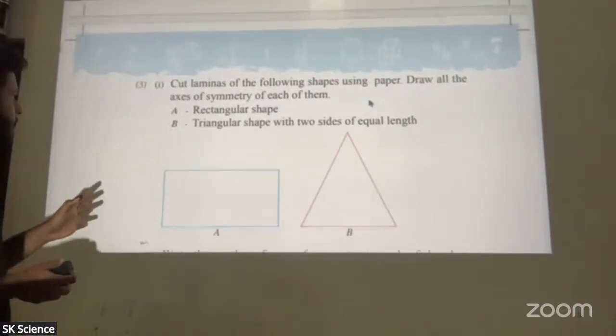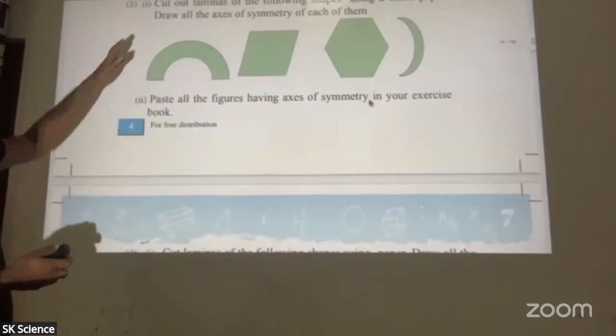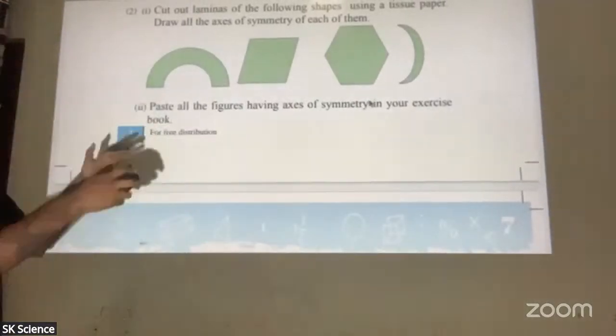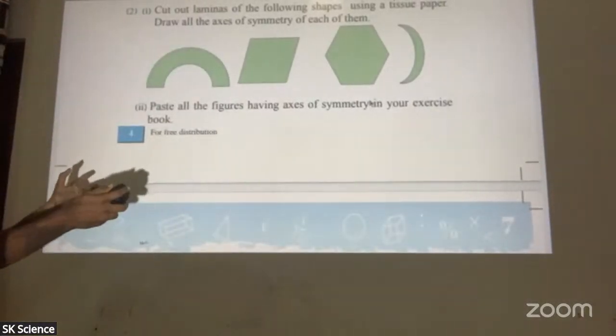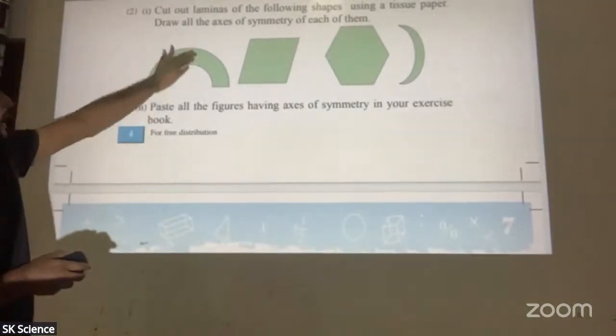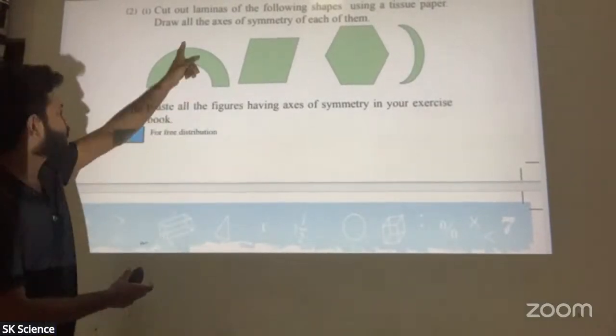All right, then part 2. Look at this one. Cut out laminas of the following shape using tissue paper. You can cut this out by drawing it. It is an activity you have to do. Draw all the axes of symmetry of this. Let's discuss the axis of symmetry of this one.